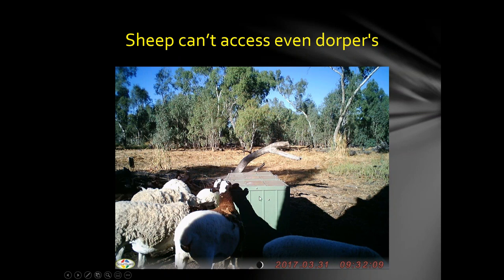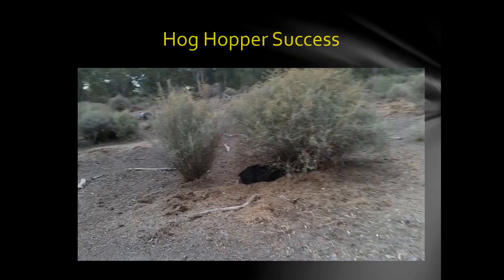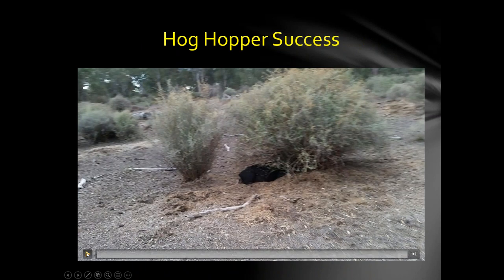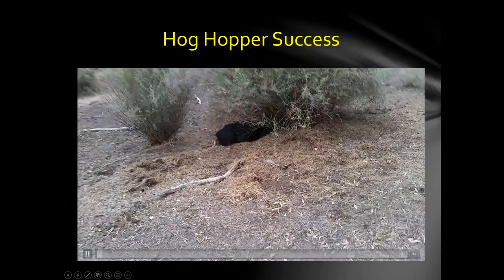The dorpers were onto the grain. Once the pigs started hammering it, the dorpers weren't there as much or at all. But the pigs have gone now. We've baited the pigs. They've gone off and they've died. The dorpers have come back and they just have no idea about getting in it. So the hogoppers do work really well, but they're just a little bit hard and they get smashed up a bit.